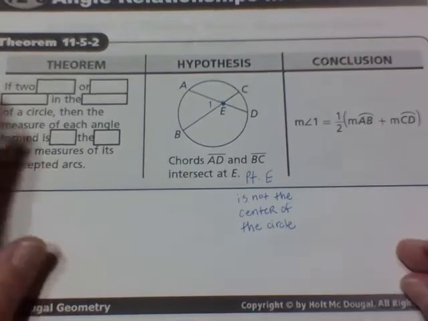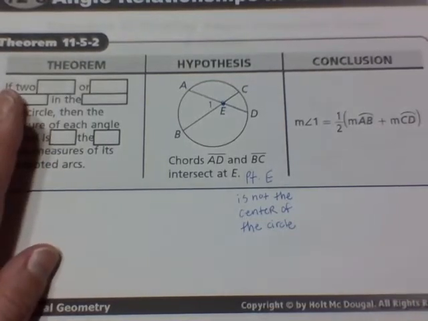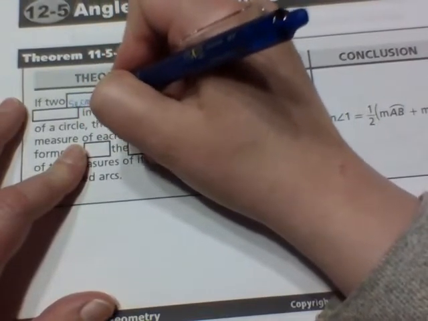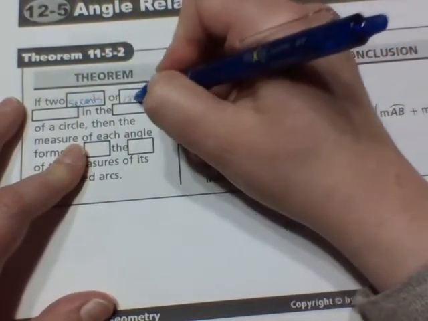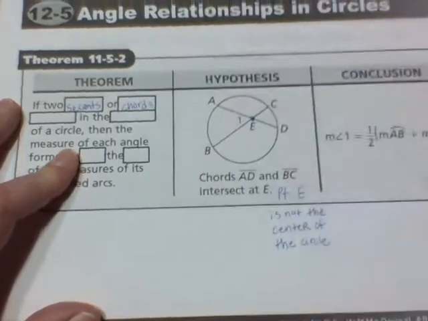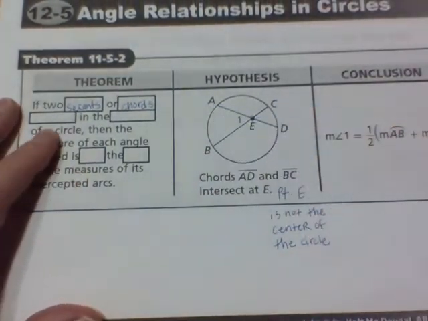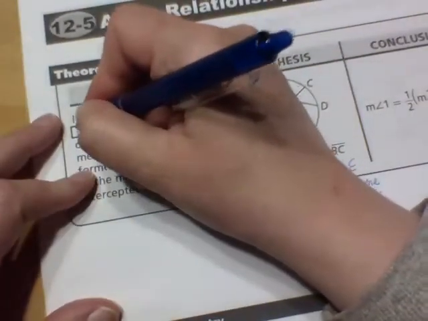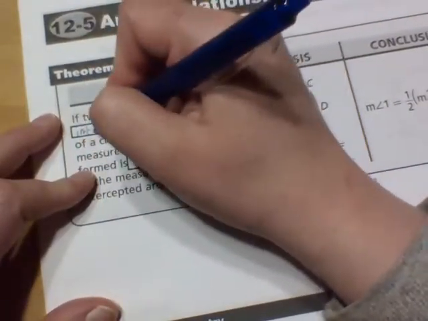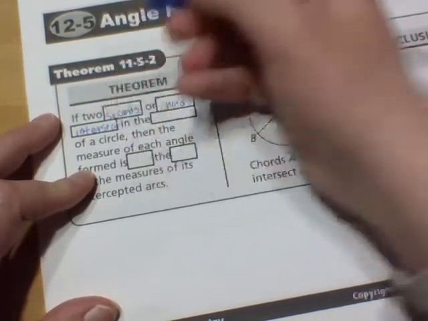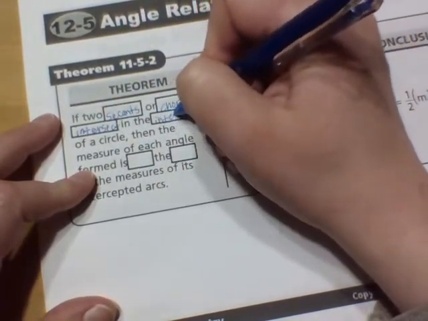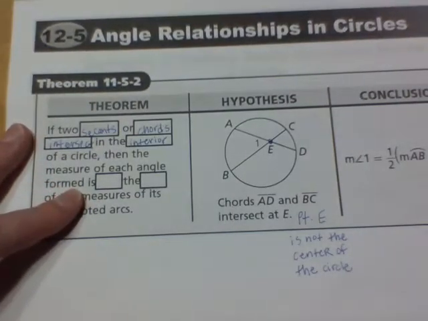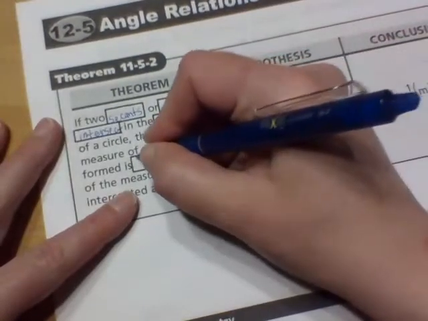So for the theorem, if two secants or chords, and of course that's what these ones are, intersect in the interior of a circle, then the measure of each angle formed is half the sum of the measures.